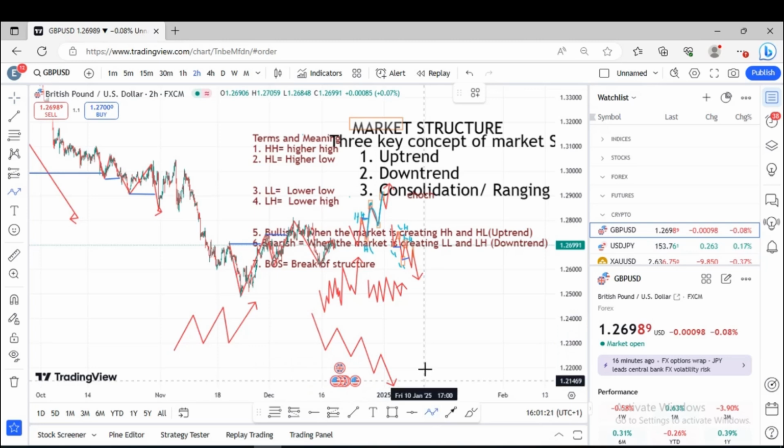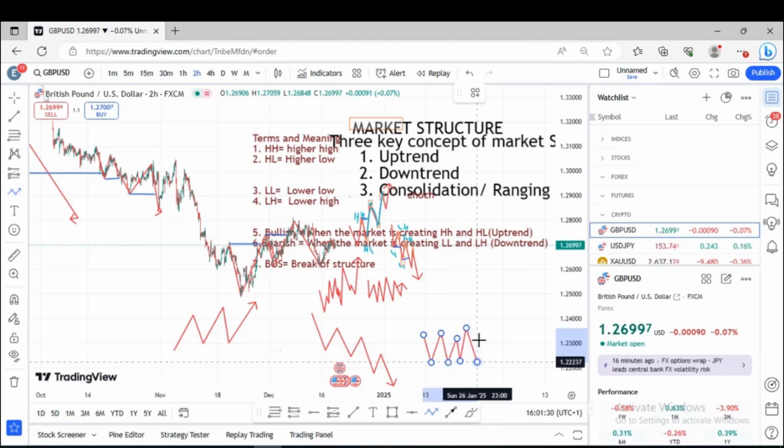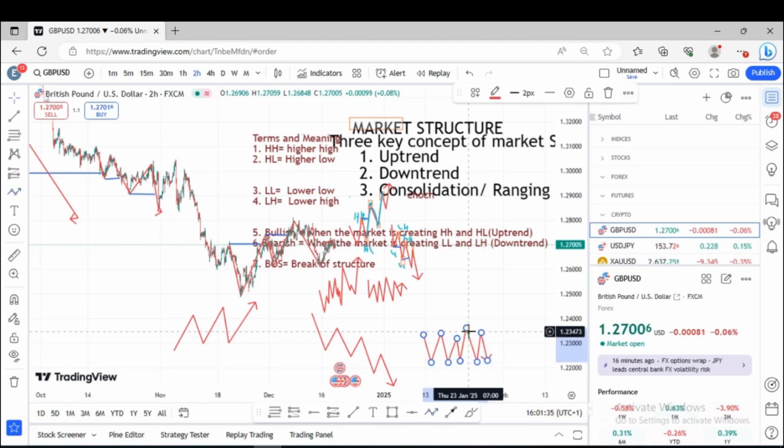So when the market is neither moving up nor moving down, that is ranging. When the market is what? Consolidating, that is ranging. So that's the end of the video.